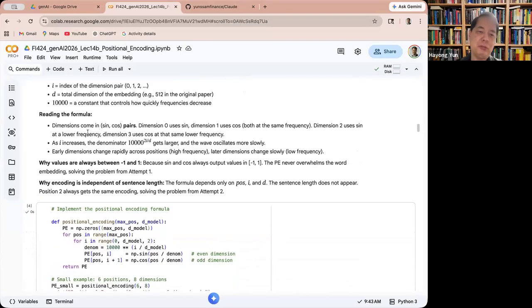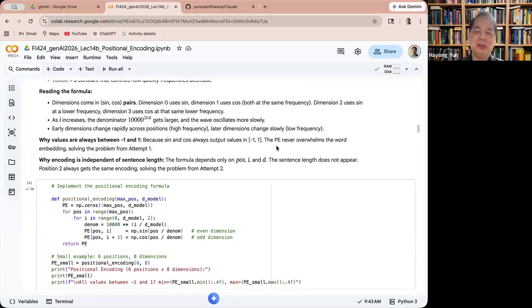Reading this formula, dimensions come in sine and cosine pairs. Dimension 0 uses sine, and dimension 1 uses cosine at the same frequency. Dimension 2 uses sine at a lower frequency, dimension 3 uses cosine at the lower frequency, and so forth. As i increases, the denominator 10,000 to the power of 2i over d gets larger, and the wave oscillates more slowly. Early dimensions change rapidly across positions, like high frequency, and later dimensions change slowly, like low frequency. This is basic trigonometry.